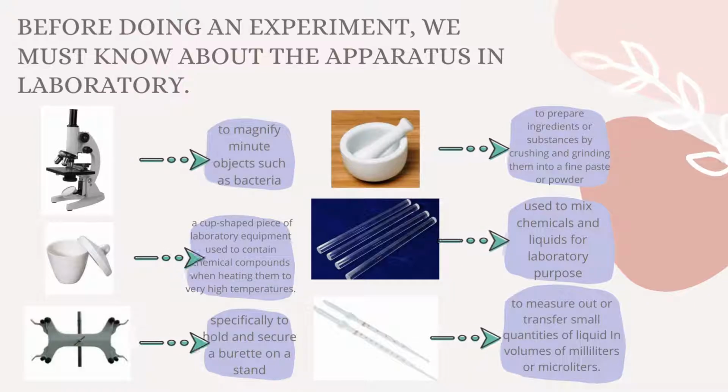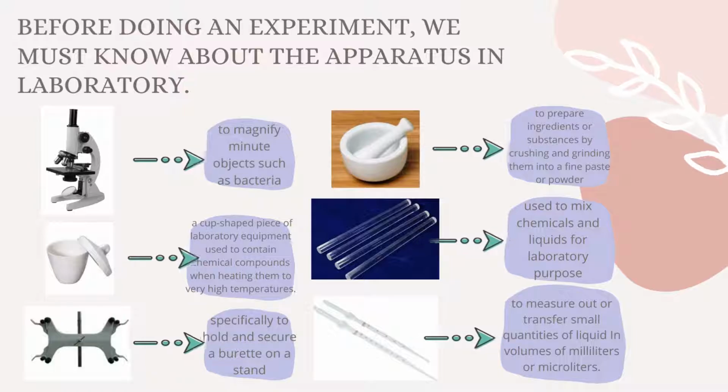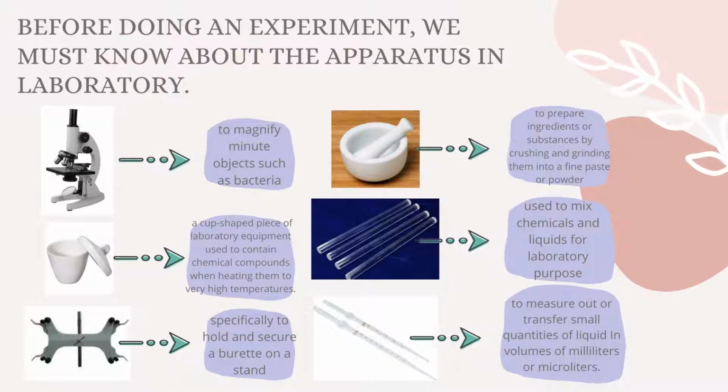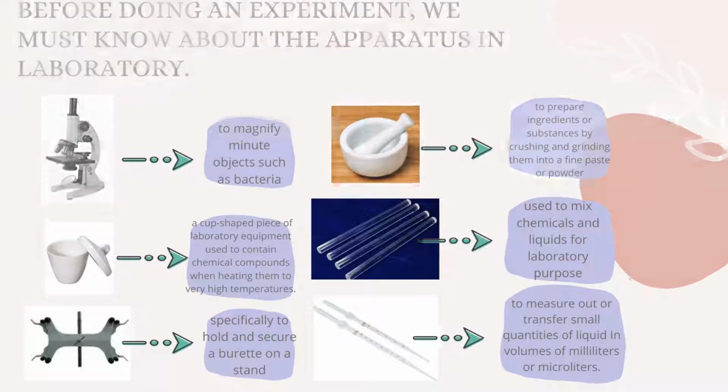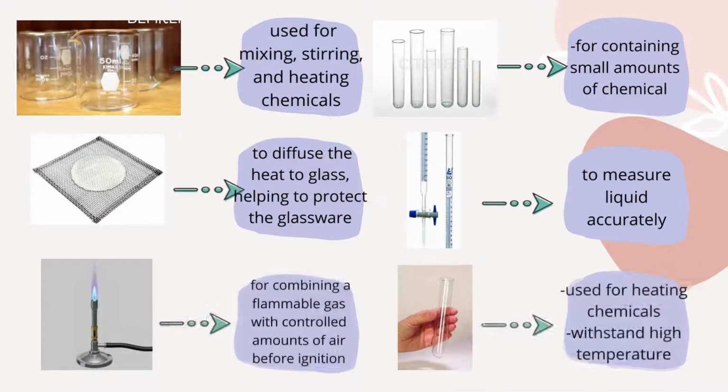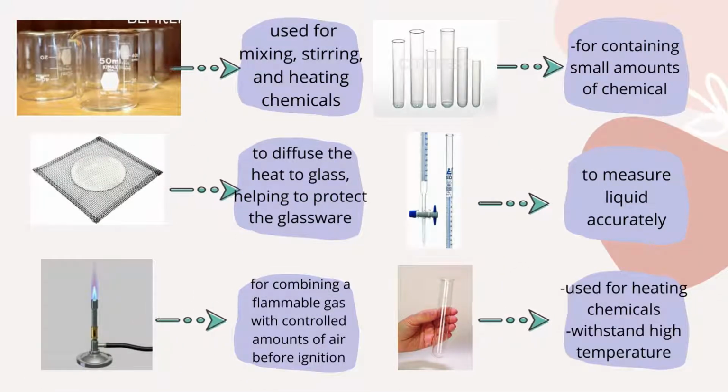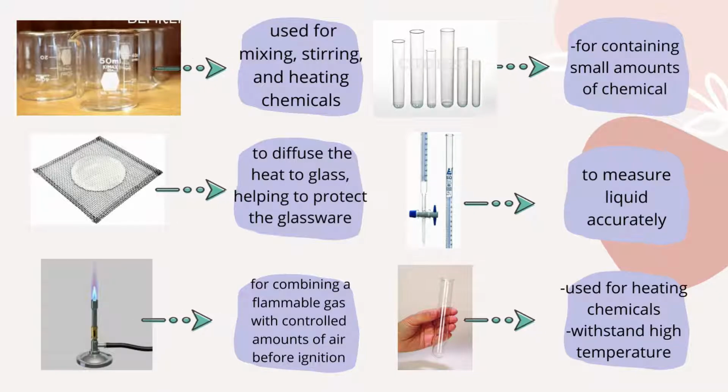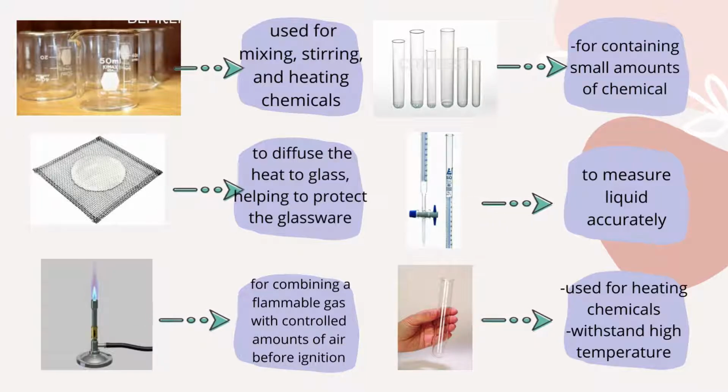Number 5, glass rod. Glass rod is used to mix chemicals and liquid for laboratory purposes. Number 6, pipette. Pipette is used to measure out or transfer small quantities of liquid in volumes of milliliters or microliters. Number 7, beaker. Beaker is used for mixing, stirring and heating chemicals. Number 8, wire gauze. Wire gauze is used to diffuse the heat to glassware, helping to protect it. Number 9, Bunsen burner. Bunsen burner is used for combining a flammable gas with a controlled amount of air before ignition.